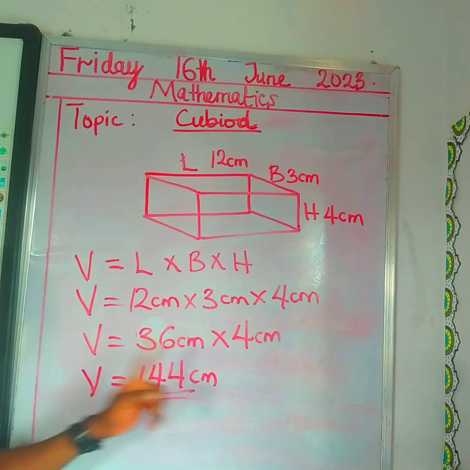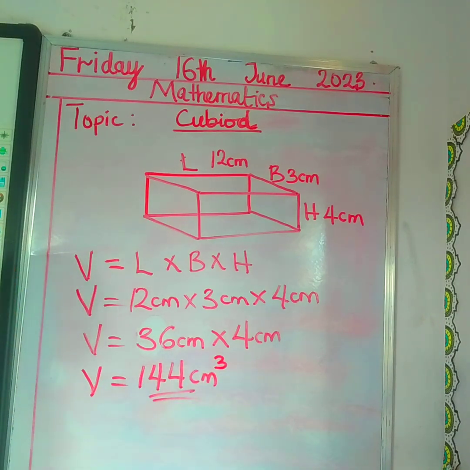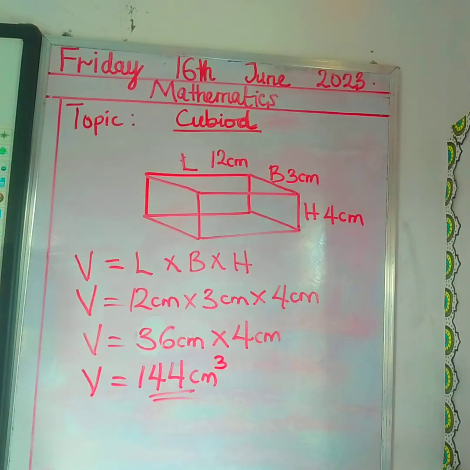But in this case, we don't end it up as a square. Rather, we end it up as a cube. Why? Because we are dealing with length times breadth times height. Do you understand now? All right.